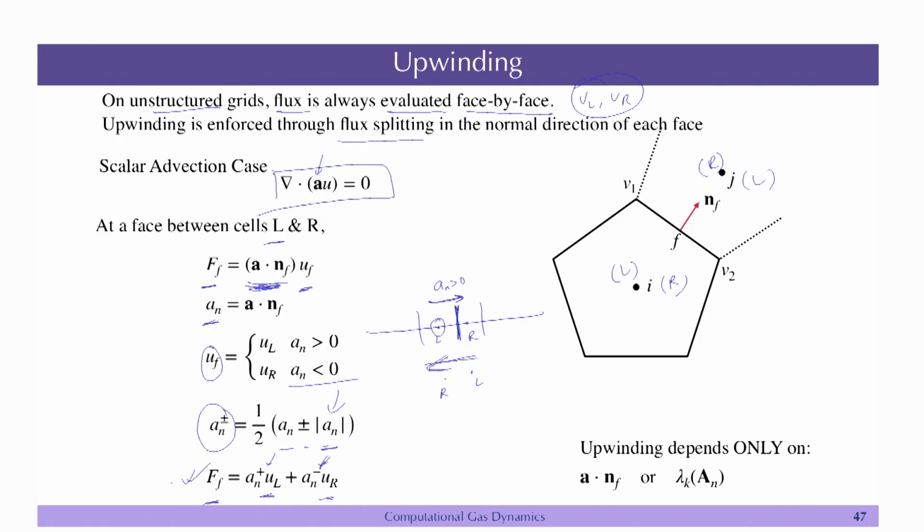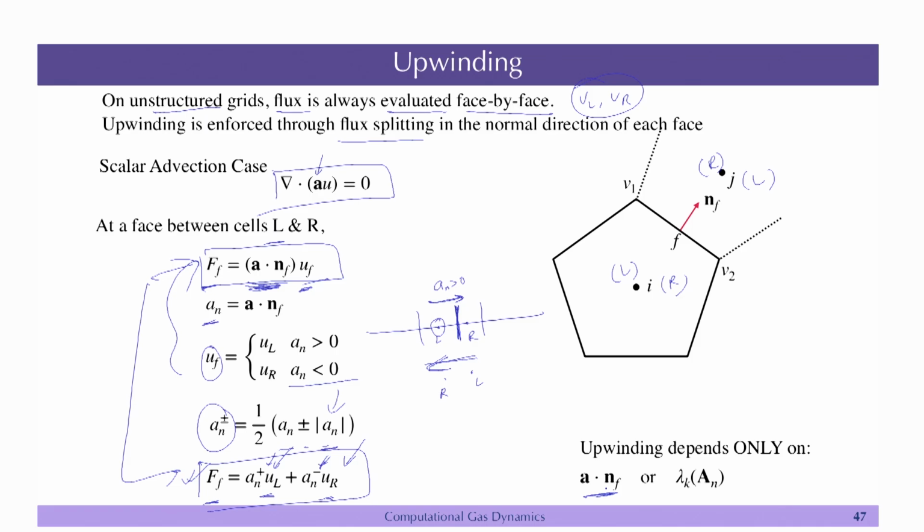So both of these are the same. I have just written this one in terms of the flux splitting. So all you need to find out is what is the value of u_L and what is the value of u_R, and for that you need to know what is the left and what is the right. It only depends on a dot n_f, which is the normal wave speed.